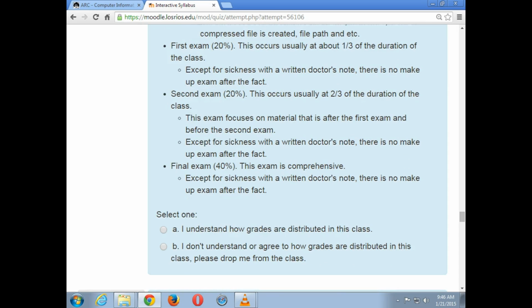It's comprehensive. With a programming class, it's pretty hard to have non-comprehensive exams, because everything that you learn new would be based on stuff that you have already learned. So that's why it's basically all comprehensive. But the focus can be shifted. I can focus on more of the later material in the final exam.